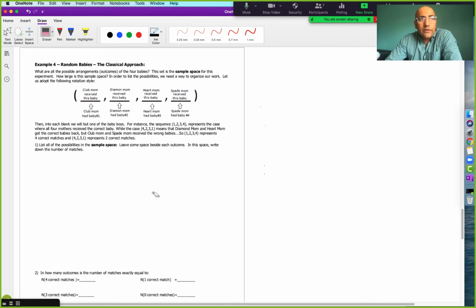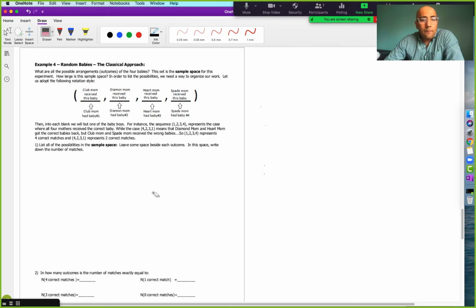Okay, so what we want to do is explore that scenario. 4 babies are born to 4 mothers, and then it's time to go home. The nurses got it all mixed up, so they just randomly assign babies to mothers. And we want to know probabilities. What's the probability that all 4 babies went to all 4 correct mothers? What's the probability that 3 of the 4 went to correct mothers? What's the probability that 2 out of the 4 got their correct baby? What's the probability that none of them got their correct baby? What's the probability that at least 2 of them got their correct baby, right? We want to answer all of those questions.